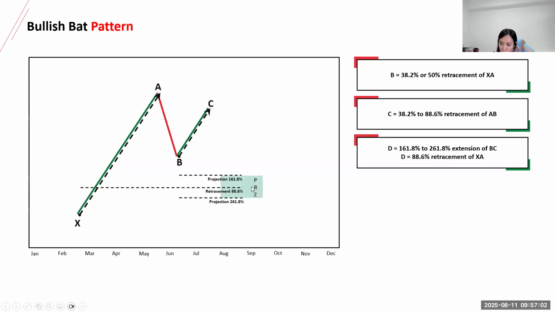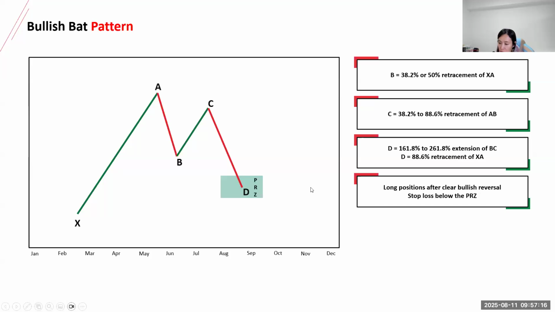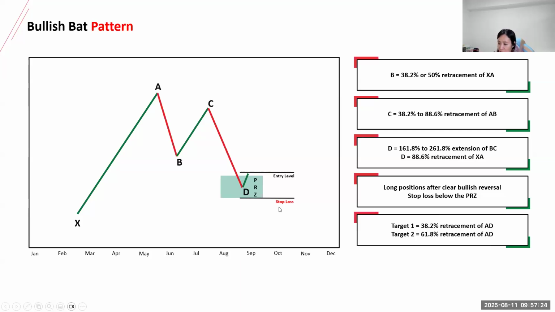So this one is going to be our PRZ zone, which is where Fibonacci lines line up close to each other. We call it the PRZ. When you see price come to the zone, you wait for the rejection. When you see the rejection, your entry is somewhere around here, stop loss just slightly below the PRZ, and for take profit you're going to aim for the 38.2% retracement of A to D, which is the move they make from A to D. 38.2 is TP1 and 61.8 is TP2.